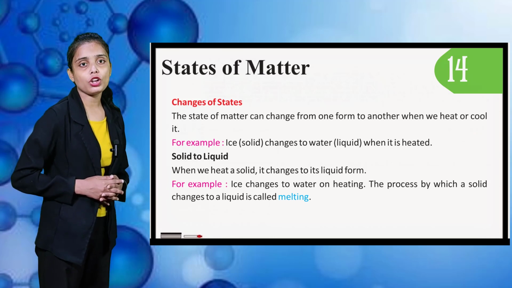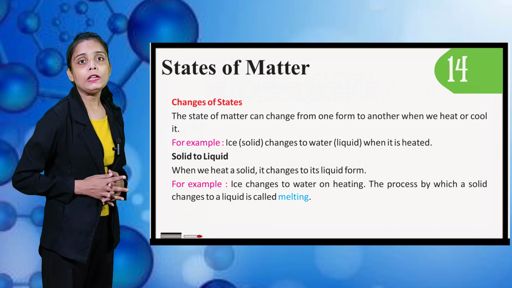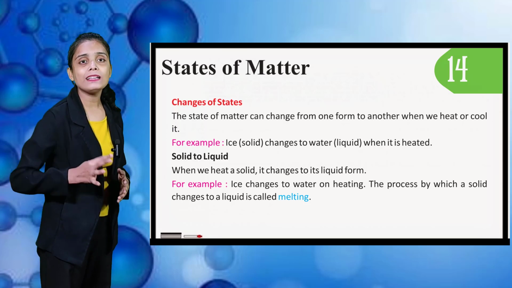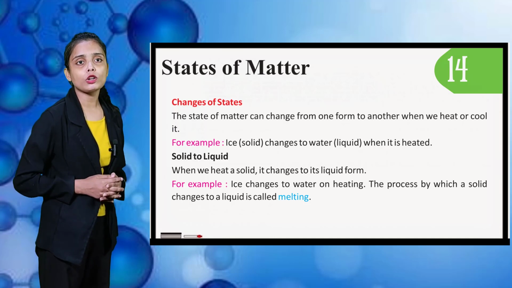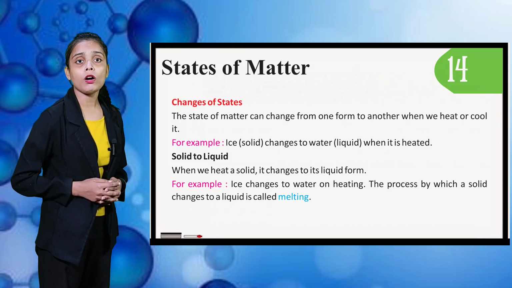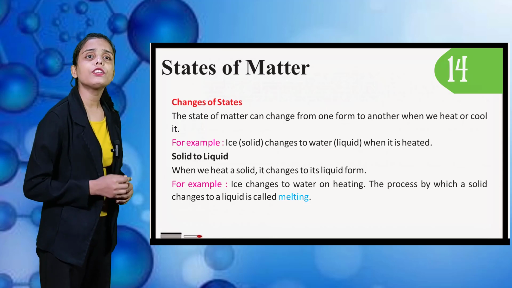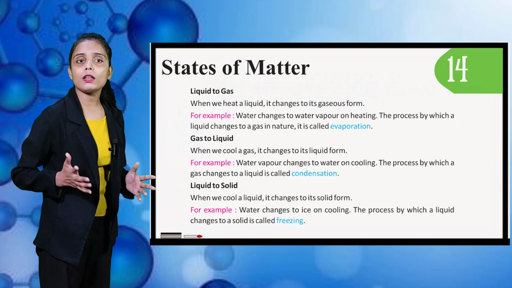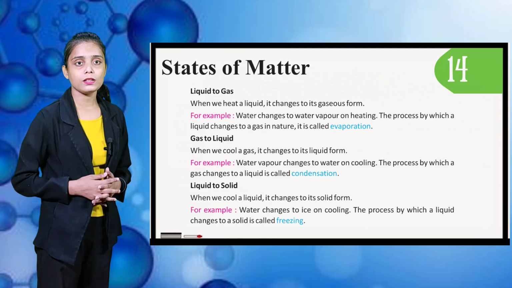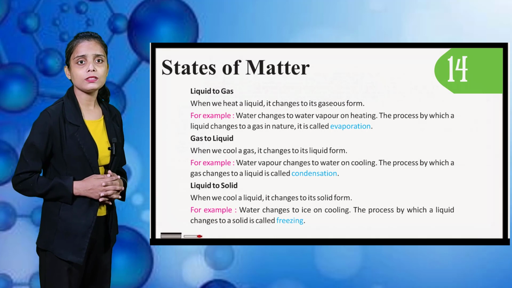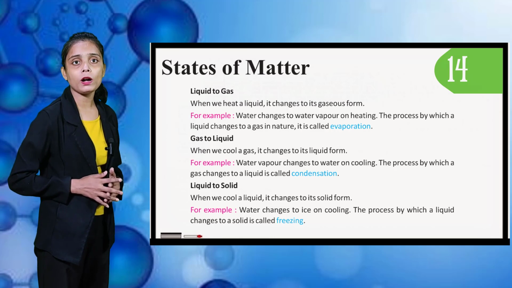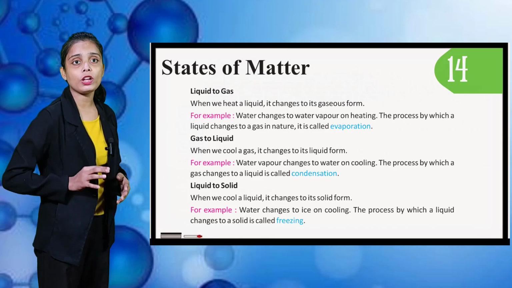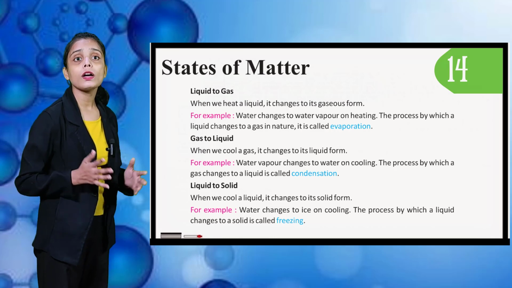The state of matter can change from one form to another when we heat or cool it. For example, ice, that is a solid, changes into water, which is a liquid, when it is heated. Next is solid to liquid. When we heat a solid, it changes to its liquid form. For example, ice changes to water on heating. The process by which a solid changes to a liquid is called melting. Now let's see the next topic, that is liquid to gas. When we heat a liquid, it changes to its gaseous form. For example, water changes to water vapor on heating. The process by which a liquid changes to a gas in nature is called evaporation.